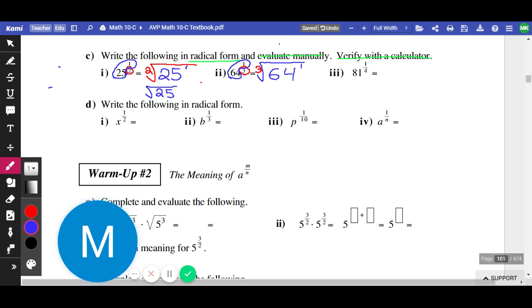Last one, same idea. We have 81 to the power 1 over 4. We know it's going to become a root. The bottom number of the fraction becomes the index. The rest of the power becomes the radicand.